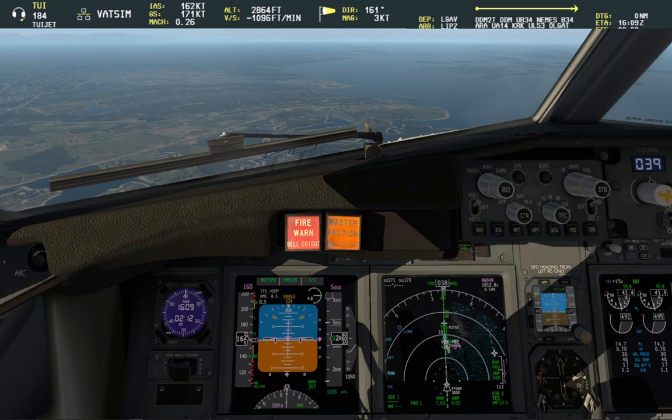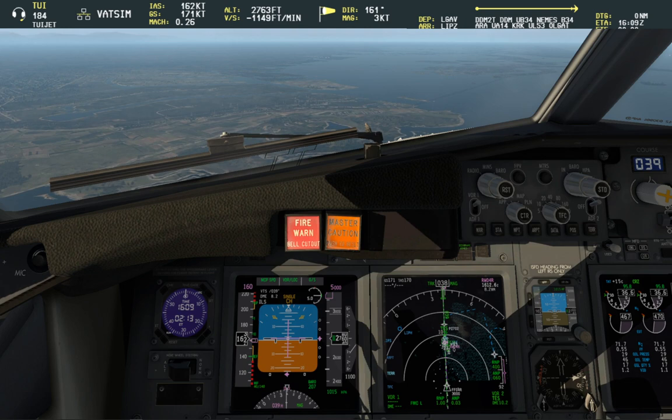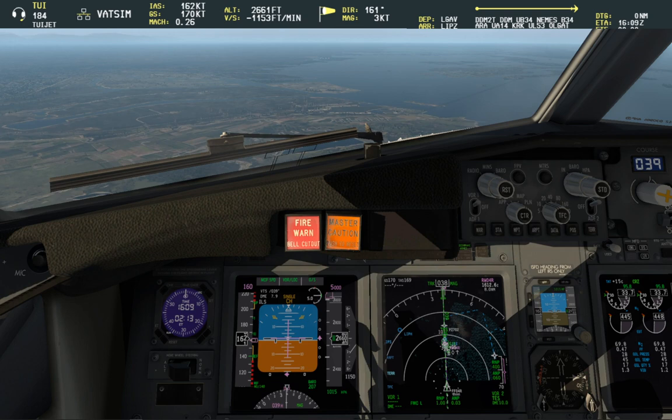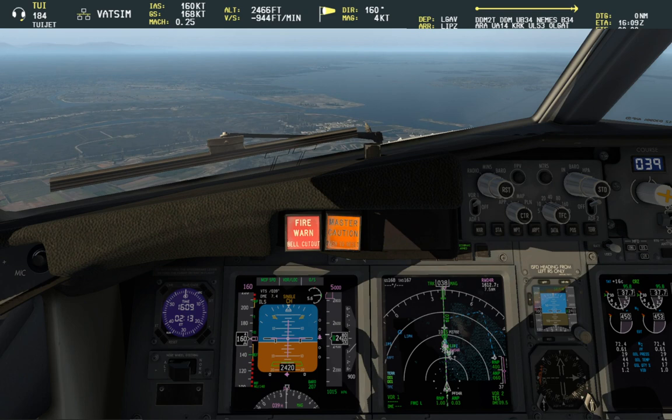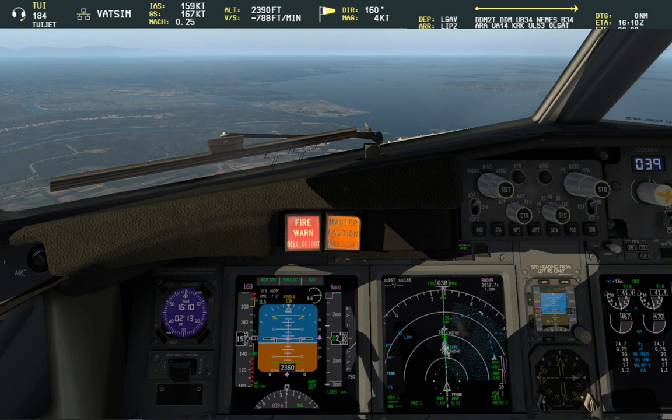Tower, according to the chart, we are still on the runway. Negative copy. Royal Emerald 938, please. According to the chart, we cannot vacate via Golf. Can we continue taxi straight then Hotel, or just vacate via Golf? Okay, vacate right now via Golf. Royal 938, gotcha.